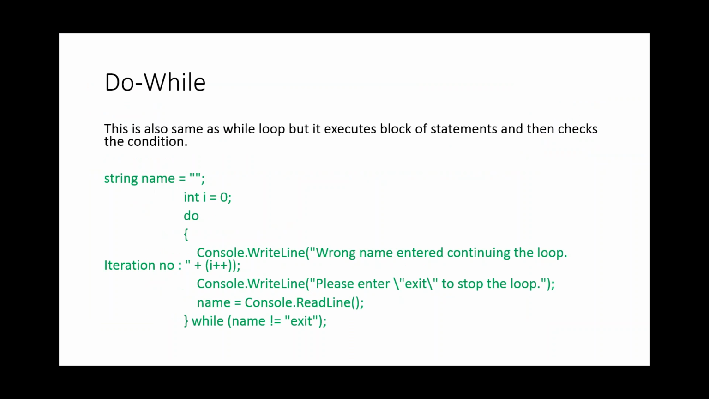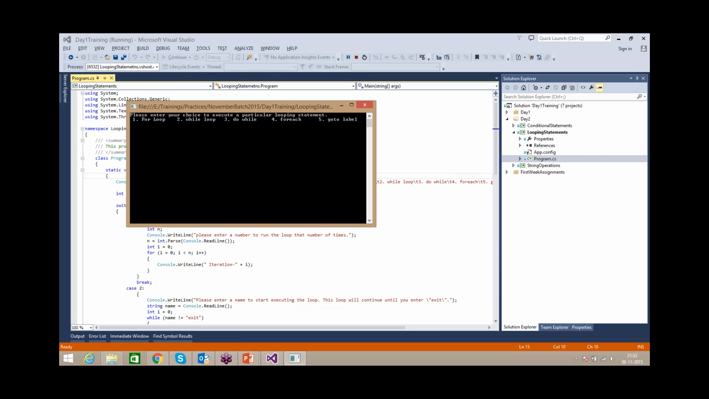This do while loop also executes based on a condition, but the major difference between while and do while is, while checks the condition and then executes the block of statements, but in do while it executes the block of statements and then checks the condition. So at least one time this do while loop executes your block of statements. That's the advantage of the do while loop. Other than that, there is no difference between while and do while. This one also we'll see an example.